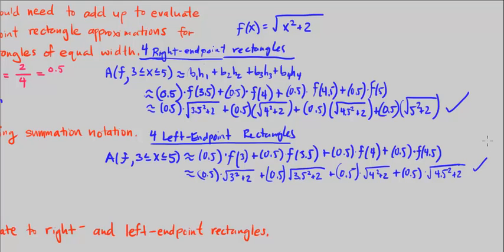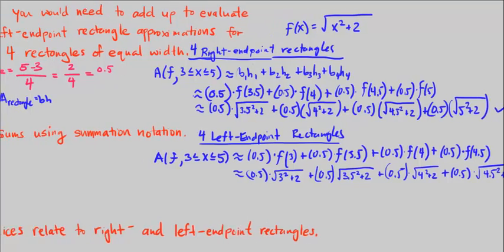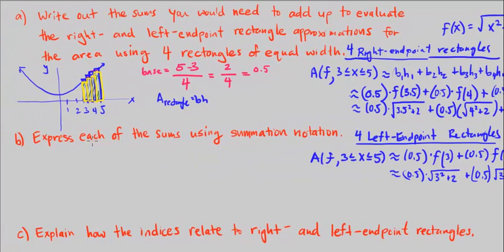Okay? So this, again, is the expression. Let's not add it up. Let's leave it like that. And again, that's for left endpoint versus right endpoint rectangles. And we have 4 of them. So let's go into part B. Part B says to express each of the sums using sigma or summation notation.